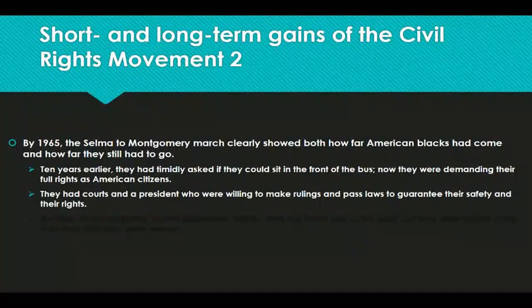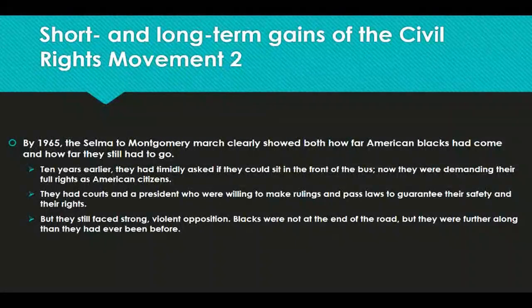They had courts and a president who were willing to make rulings and pass laws to guarantee their safety and their rights, but they still faced strong, violent opposition, and blacks were not at the end of the road, but they were further along than they had ever been before.